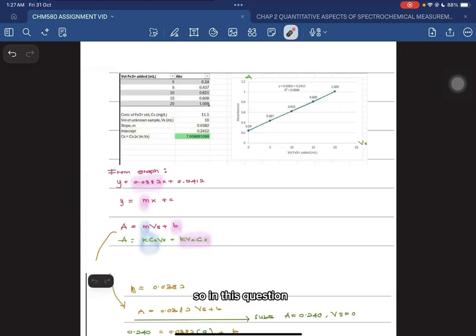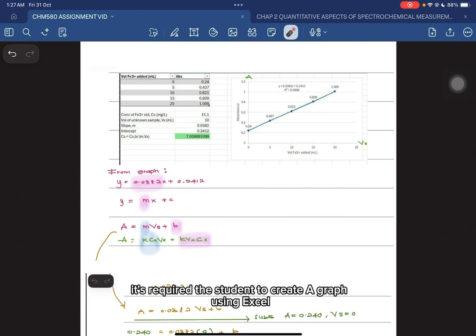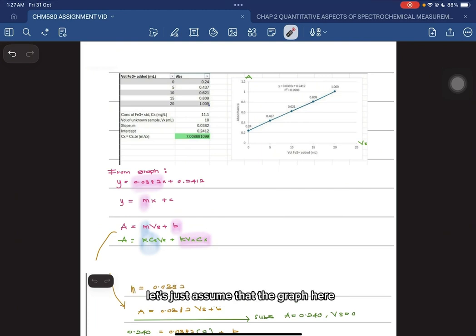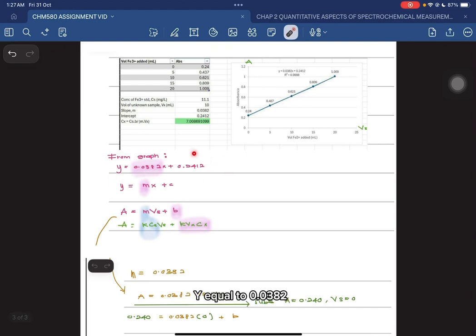Okay, let's continue. In this question, the student is required to create a graph using Excel. But in this section, let's just assume that the graph has already been provided by the question. As you can see here, when we plot the absorbance versus volume of standard added, we obtain a straight line that aligns with Beer-Lambert's law within the measured range. From the graph, we can obtain y equal to 0.0382x plus 0.2412, which is the same as y equal to mx plus c, where m is equal to 0.0382.